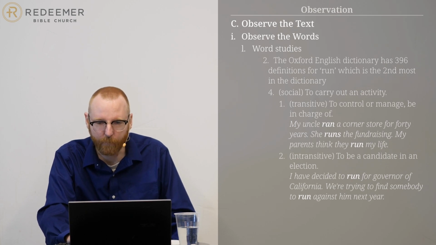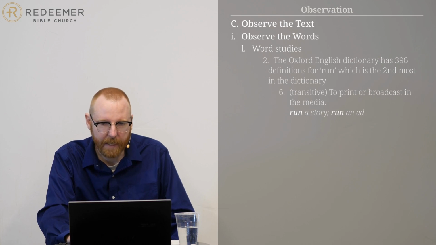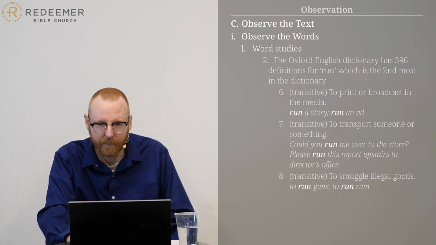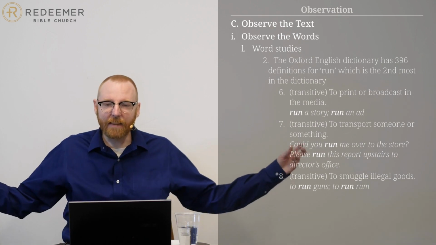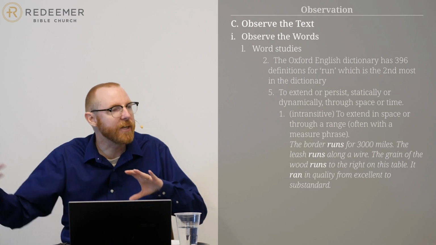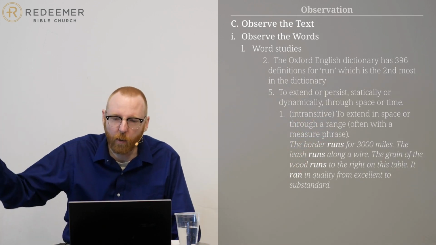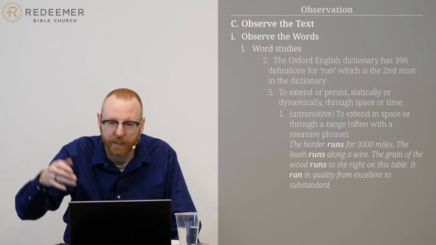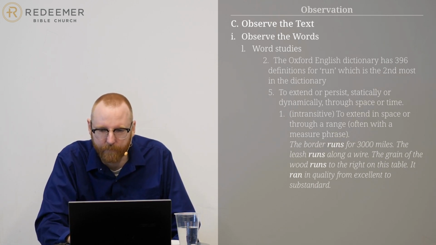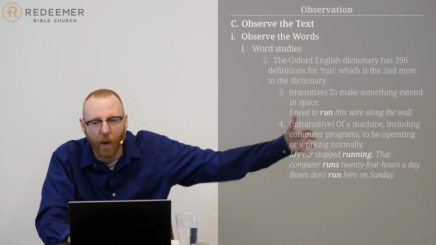Anyway, there's just a ton of these examples. I'm just going to move quickly now. To print or broadcast in the media. To run guns. I like this one: to extend in space or through a range, the border runs for 3,000 miles, right? So that's a totally different example. The leash runs along a wire. The grain of wood runs. And of machines: cars stop running, computers run.